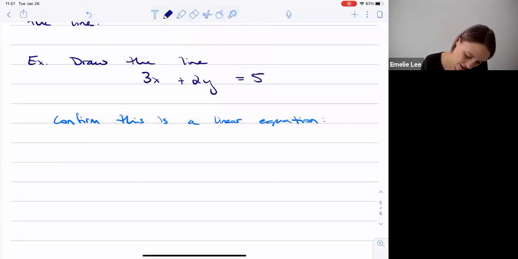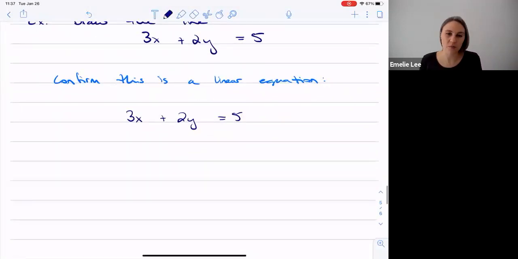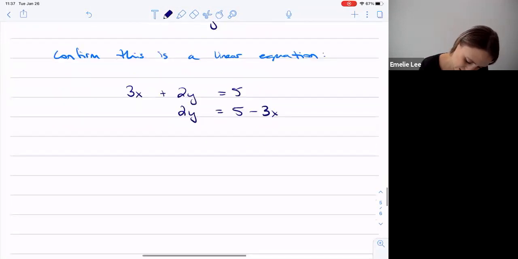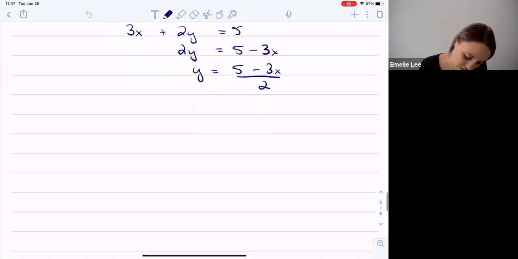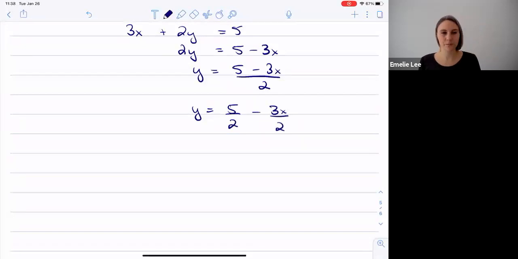So what I have is 3x plus 2y equals 5. Now I'm going to rearrange this and solve for y. So I get 2y is 5 minus 3x. So then y must be 5 minus 3x over 2. I can split this up if I really want it in the form of y equals mx plus b. So y is 5 over 2 minus 3x over 2.